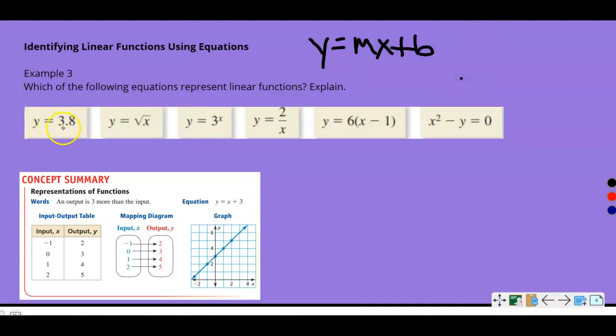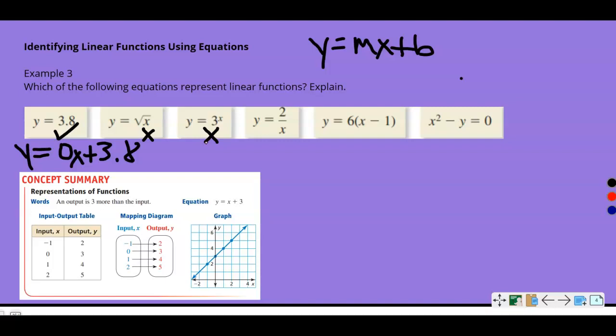So let's look at y equals 3.8. Can we write that as a linear function? Well, we could write this as y equals 0x plus 3.8. So that one would be considered a linear function. Y equals the square root of x, we could not write in the form y equals mx plus b, so we'll mark that one out. This one is exponential, y equals 3 raised to the x power, so that one cannot be written in the form mx plus b.